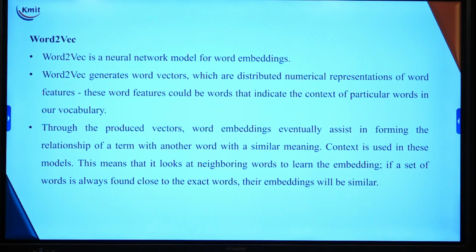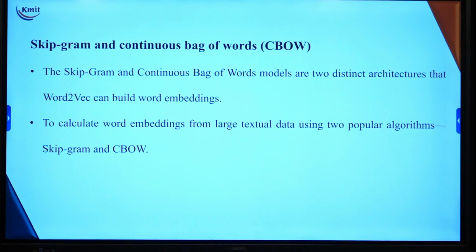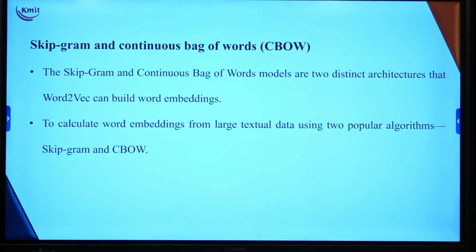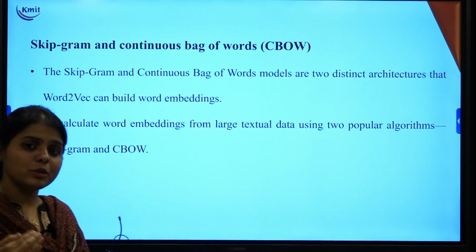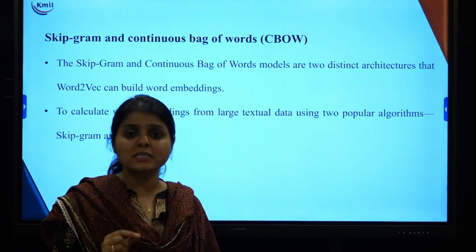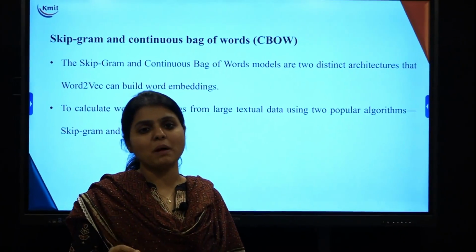Because when we talk about NLP, we take context into picture, where context is used in all the models, right? So when you want to look into the neighboring words to learn the embedding, we have to go for word2vec. There are two important word2vec algorithms that come into picture in NLP, and they are skipgram and continuous bag of words. These are two distinct architectures of word2vec that can be used for building word embeddings. Skipgram and CBOW, continuous bag of words.